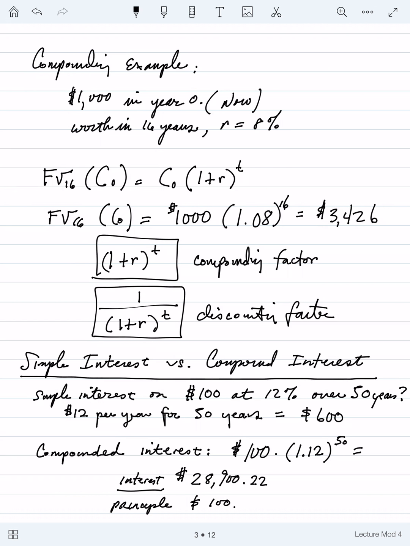was $100. So out of the 28,922, the principal amount is included. The principal is 100, and the interest earnings, which was an interest-on-interest process, was the remainder that you earned, which was here 28,822.